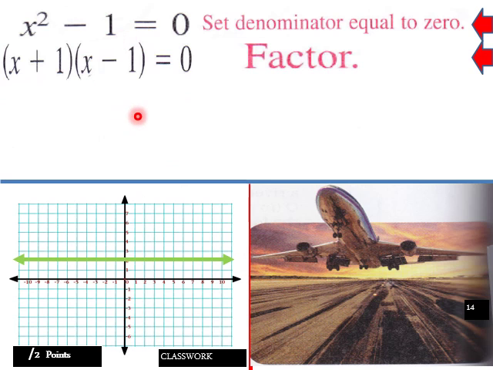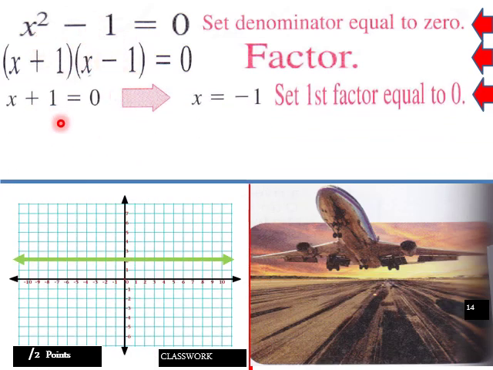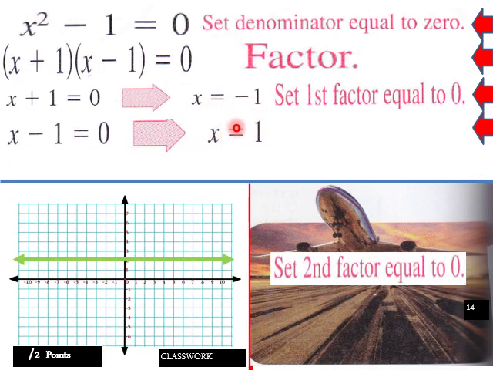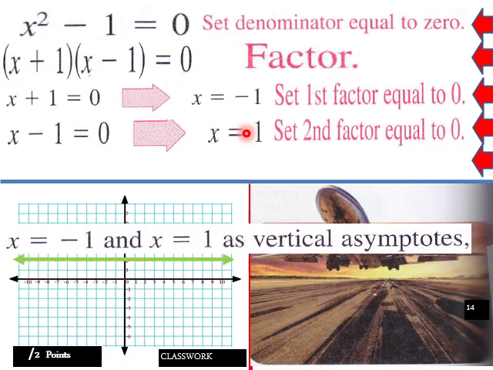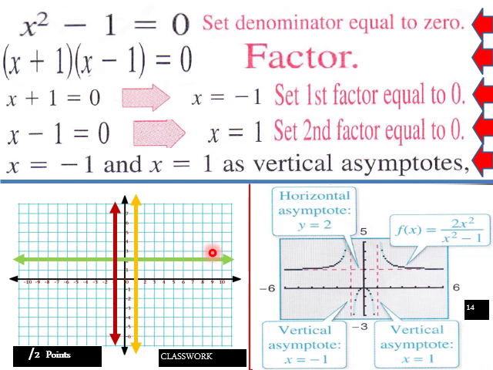Here's our horizontal asymptote. Do we have any vertical asymptotes? So you solve this for 0. We factor this down. It's the difference of squares. So we have x equals -1 as one vertical asymptote, and x equals 1 as our other. So in this case, x equals 1 and x equals -1 are the vertical asymptotes. So here are your asymptotes.